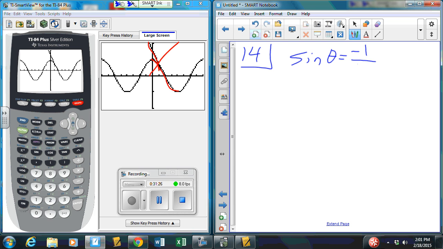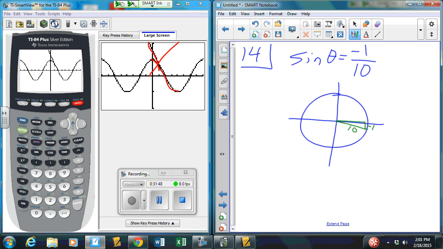Negative 1/10. Now, I want you to think about this. If I have a circle right here, and my y value is -1 and my r value is 10, that would be right down here, wouldn't it? So -1 and positive 10. We don't really care what the x value is. I need to know the angle I turn.